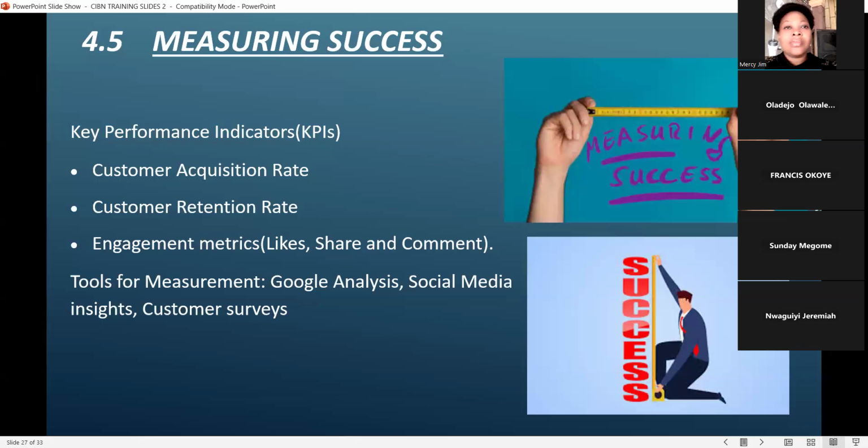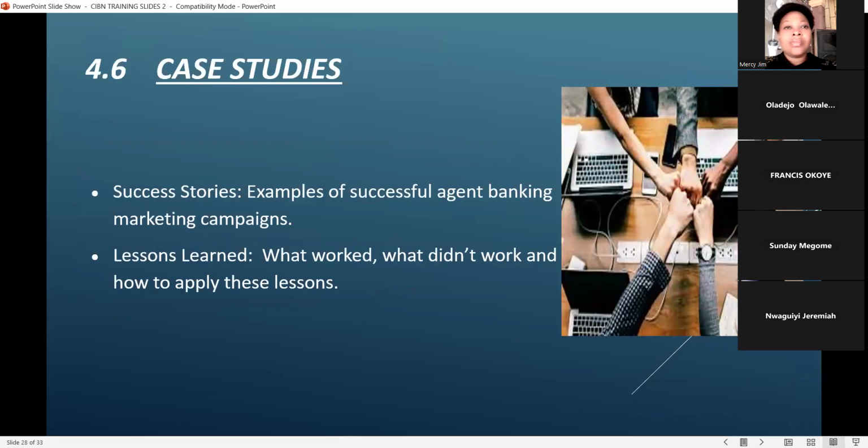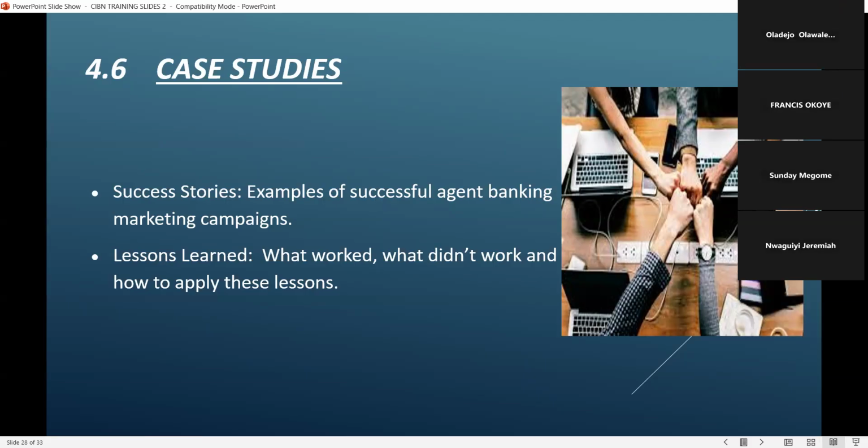Case study, success story: an example of a successful agent banking marketing campaign. Of course, we all go for market storm. You go for market storm, maybe as a POS agent, as an account opening agent, as a BVN agent together. And of course, you do most of this campaign, you share flyers, you talk about your product, you gather people together. At the end of the day, people ask you questions and give you a date: come on such a day to the community, we will give you a number of accounts massively.